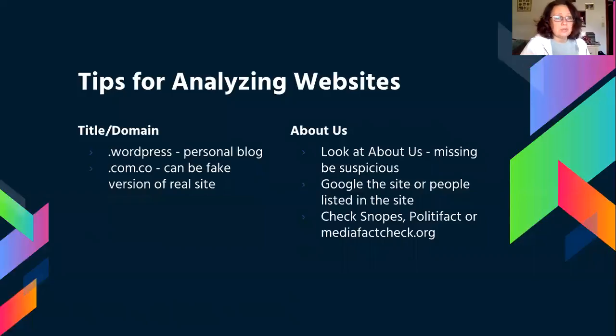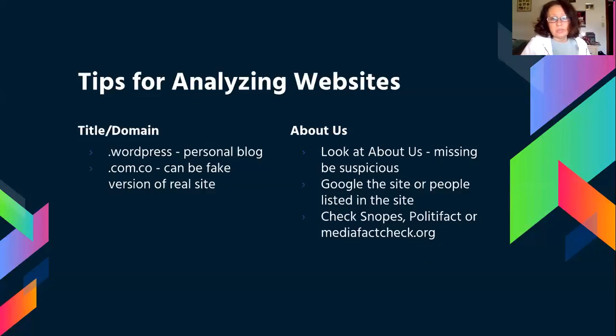Then we talked about looking at the title and domain, .org and the URL. It was in that sheet. But also see if it says something like WordPress. That means it's a personal blog, which doesn't always mean that it's bad, because the author can be someone who has credentials, but you just have to really watch it. You also need to look at .com and .co, which usually means it's maybe a fake website. So that's a clue to look for.